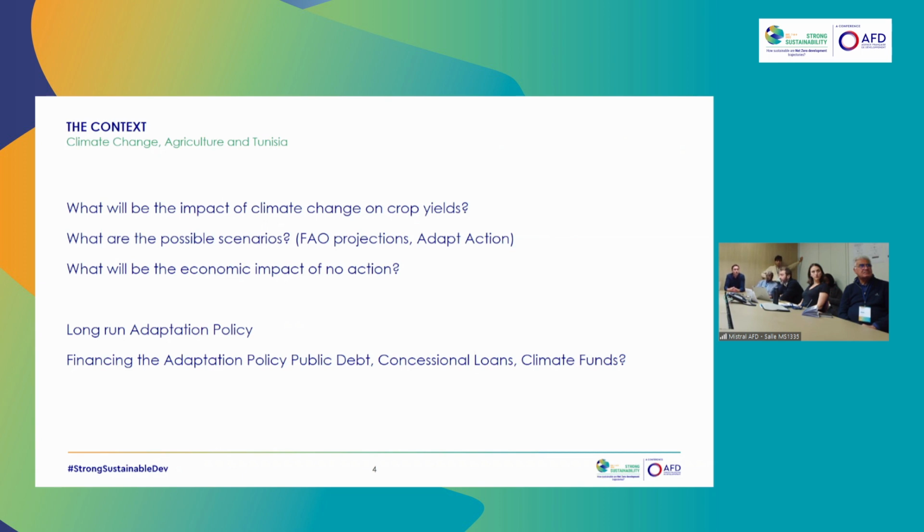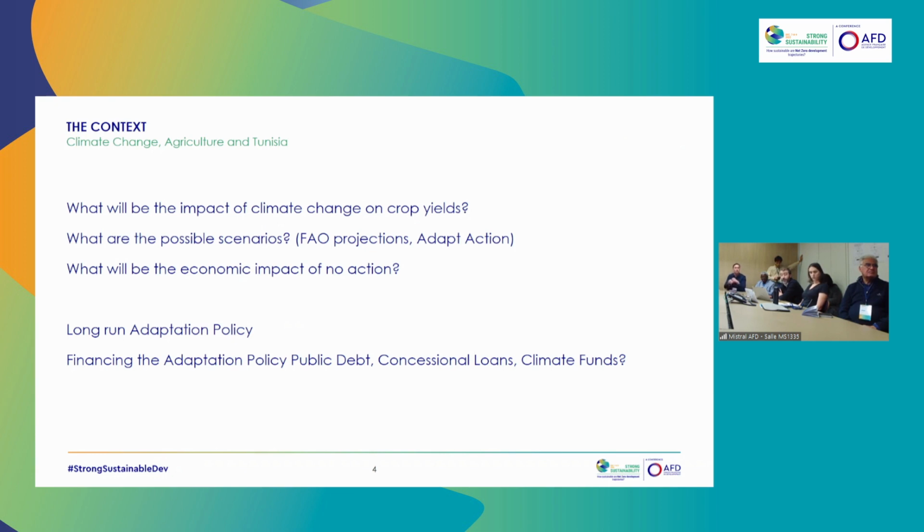I'm going to be showing you simulations of what will be the impact of no action. If Tunisia does nothing about this, what's going to be the macroeconomic impact of it? And then I'm going to show simulations about the long-run adaptation policy envisaged by the Tunisian government, because there is a long-run policy, at least, that is being formulated, which requires a huge amount of investment in water resources, particularly desalination, simply because there's a loss of precipitation and dams don't do the job. So it needs desalination plants.